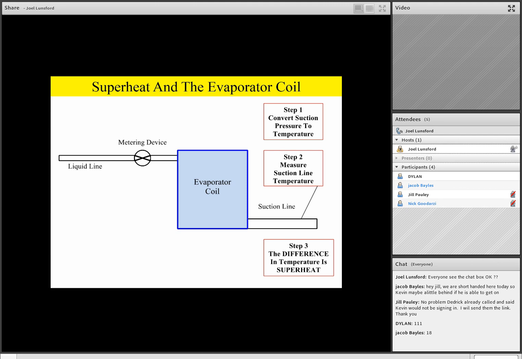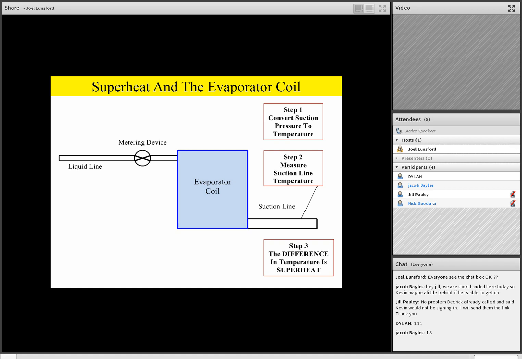Now write this down or make a note of this. If the superheat is low, in other words, we have a low number, let's say it's an expansion valve and we're looking for 10 to 15, but we have 5. If the superheat number is low, that means that evaporator coil is flooded full of liquid. If the superheat number is high, it means the evaporator is starved of liquid.